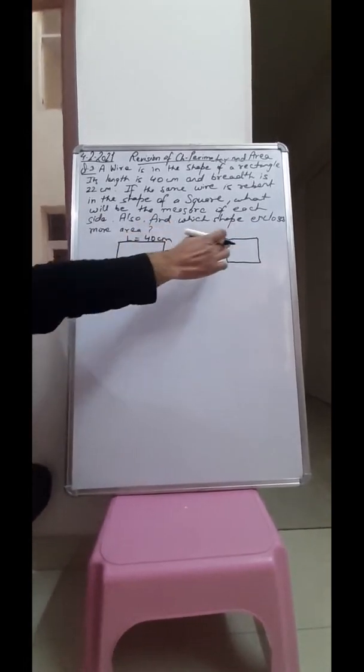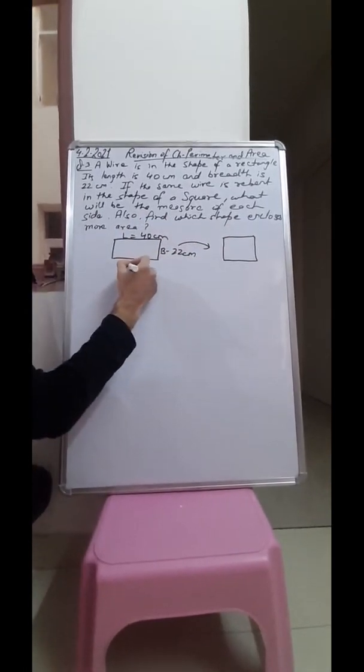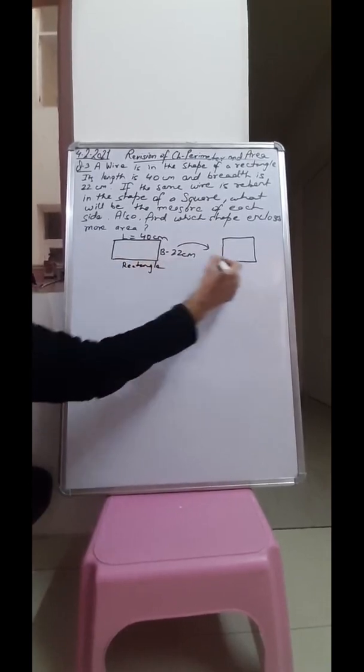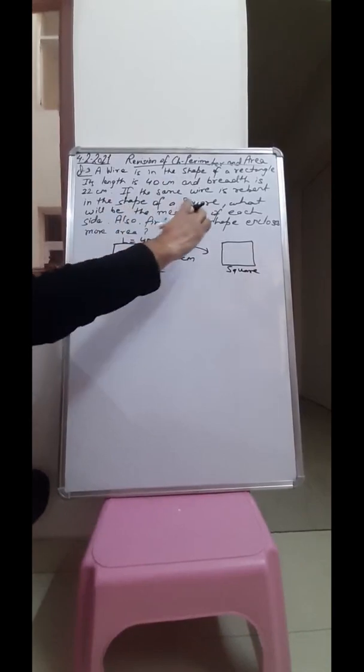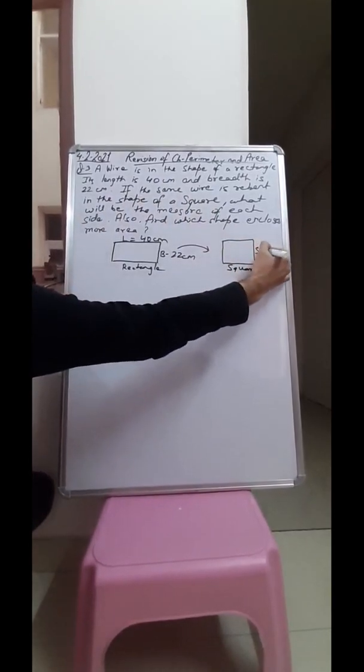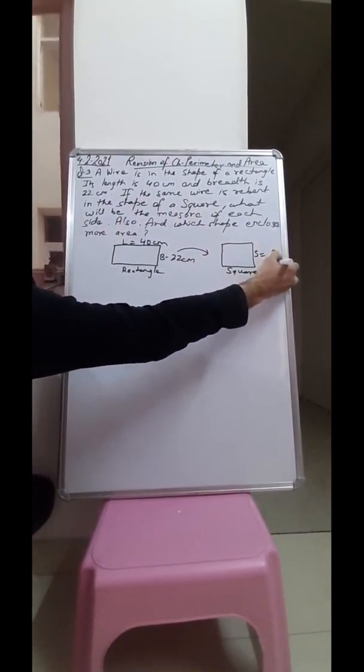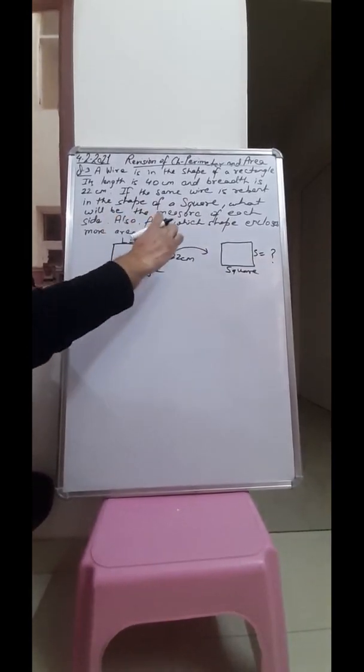So it is rebent into the form of a square. This is the rectangle and this is the square. What will be the measure of each side? This is the side of the square that we have to find out, and also find which shape encloses more area.